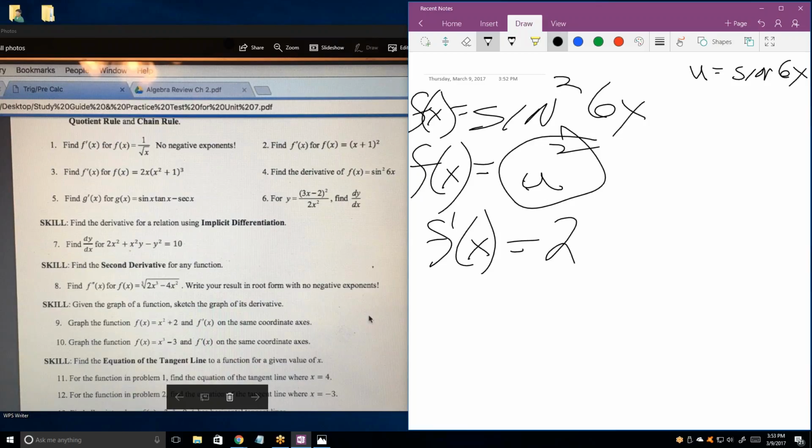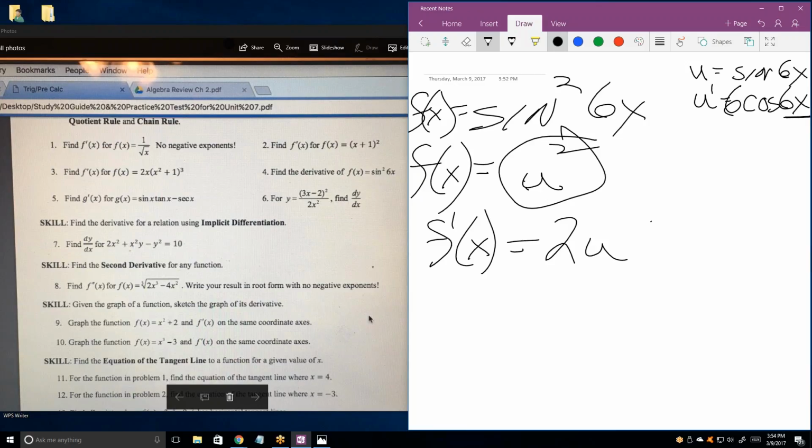It's 2u, but now you have to multiply it by the derivative of the inside. Well, what's u prime up here? What's the derivative of the inside? Cosine of 6x. And there's a second inside. The 6x is inside. So I have to multiply that by 6. So u prime is actually 6 cosine of 6x.